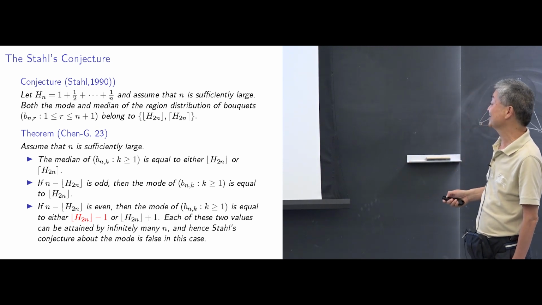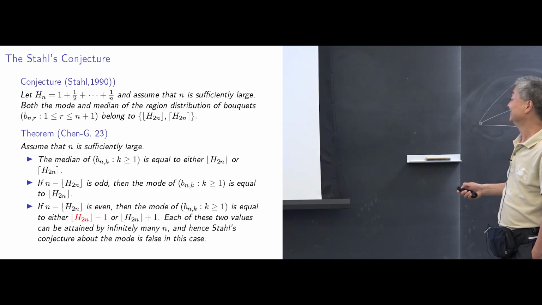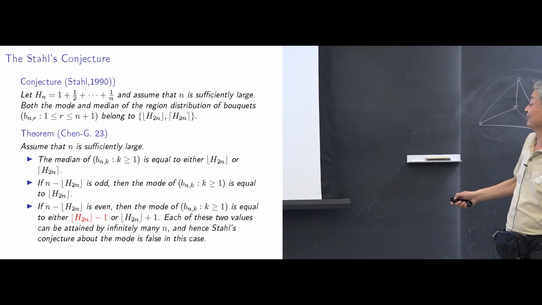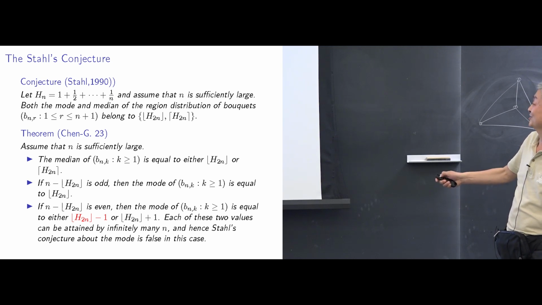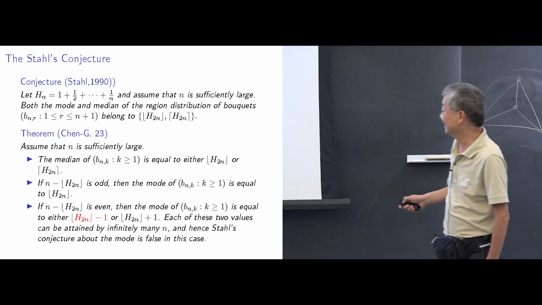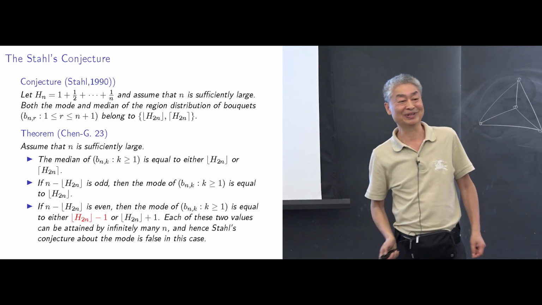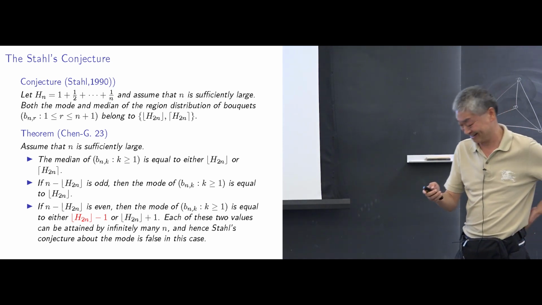There are two cases. When n minus the floor of h sub 2n is odd, then the mode is the floor of this, so the conjecture is true. But if this difference is even, the mode may take the value of the floor minus 1, in two ways. So it's almost true, but not exactly.